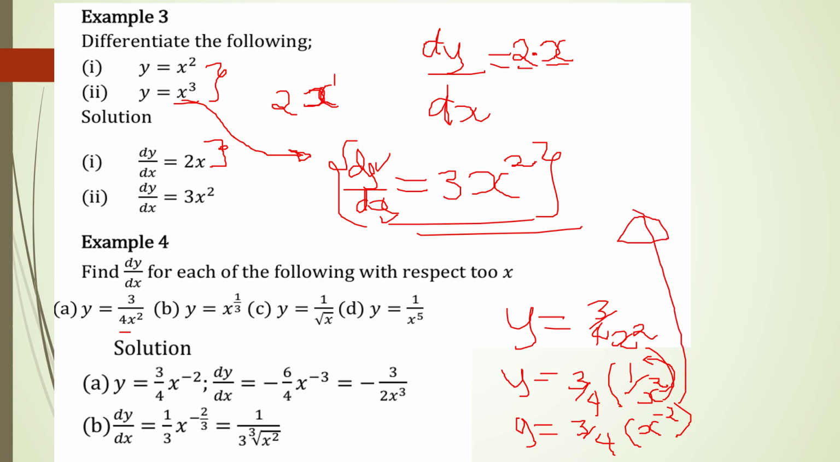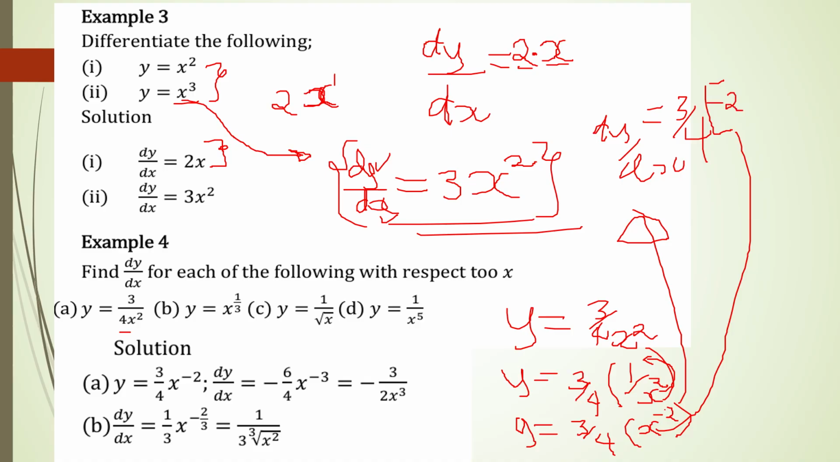Remember the principles we looked at. We get the initial power before differentiating. So dy dx of that function is going to be 3 over 4. Then we differentiate our function, which is inside. The initial power of our function is negative 2. So bring negative 2 here, times our function, which is x. Then we subtract 1. So negative 2 minus 1, you're going to get negative 3. Now if you multiply 3 over 4 and negative 2, you're going to get negative 6.